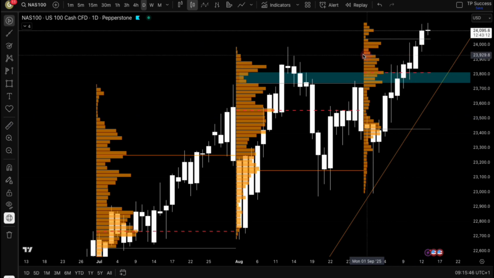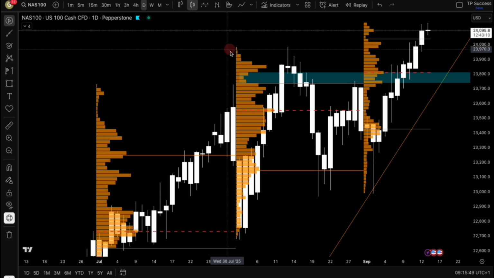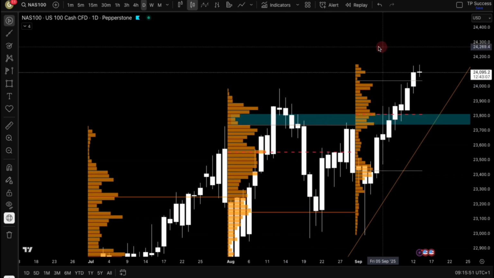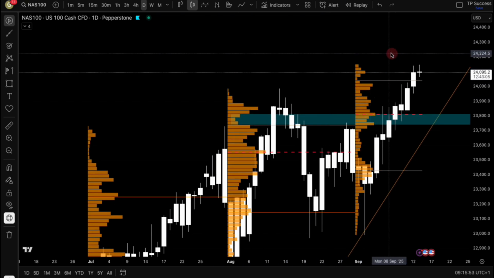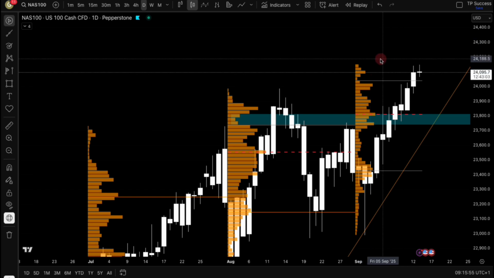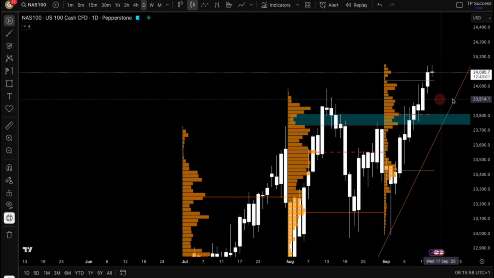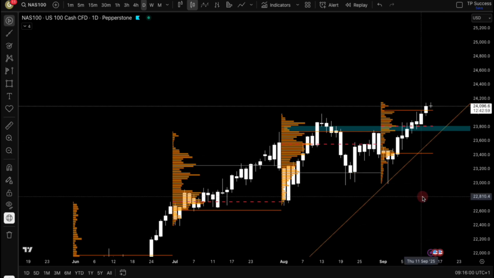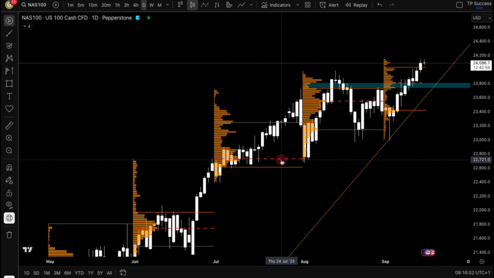We have another zone up here, but we're going to ignore this one for the minute, and we're going to assume there is more low volume nodes up here, but we don't know that yet. So what we now need to do in this situation right here is we need to bring in the Fibonacci.